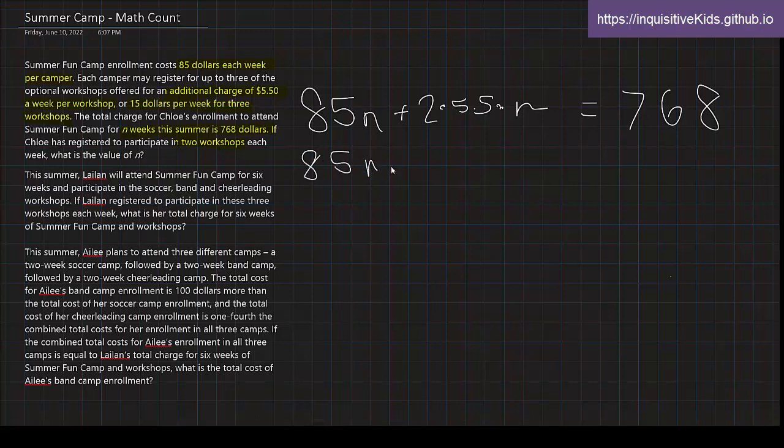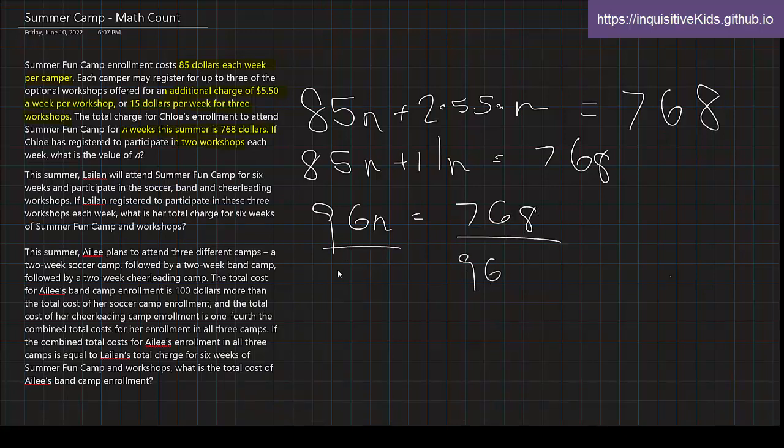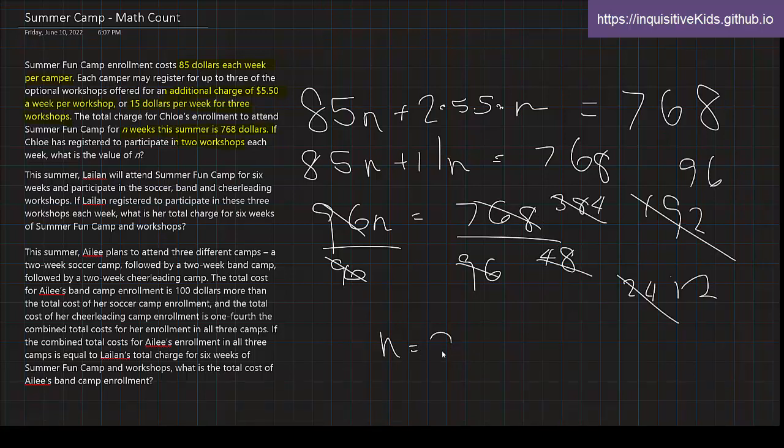So first, what's 2 times 5.5? That would be 11. So plus 11n is equal to 768. Now we have 96n is equal to 768. And we can divide each side by 96. Over here it's going to cross out when we have n, and n is equal to 8. So what's the value of n? N is equal to 8 weeks. Chloe spent 8 weeks at camp.